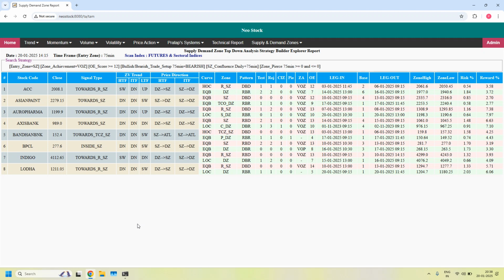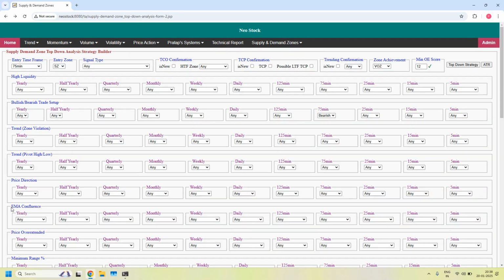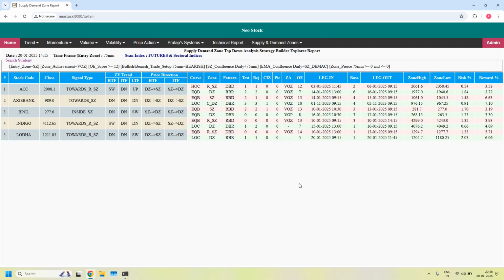for a daily supply zone having daily EMA confluence. That way we can identify even more high probability trade setup supported stocks. Let's verify. In the EMA confluence at a daily time frame, because the 75 minute supply zone is part of the daily supply zone, that's why we are looking for a daily supply zone having daily EMA confluence. Let's filter. We got 5 stocks. So these 5 daily 75 minute supply zones are even more high probability trade setup supported stocks.